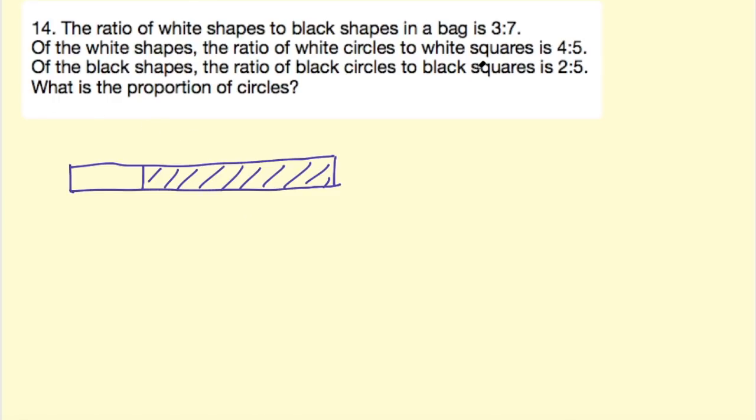Then of the white circles, so the white shapes, I've got 4 to 5 as the ratio of circles to squares, and then the black shapes, I've got 2 to 5 circles to squares. And I want to find the proportion of circles. Where I'd start off with this problem is finding the proportion of circles in each color.